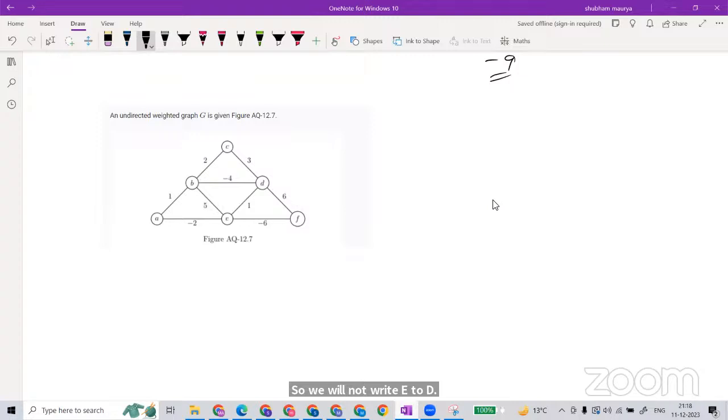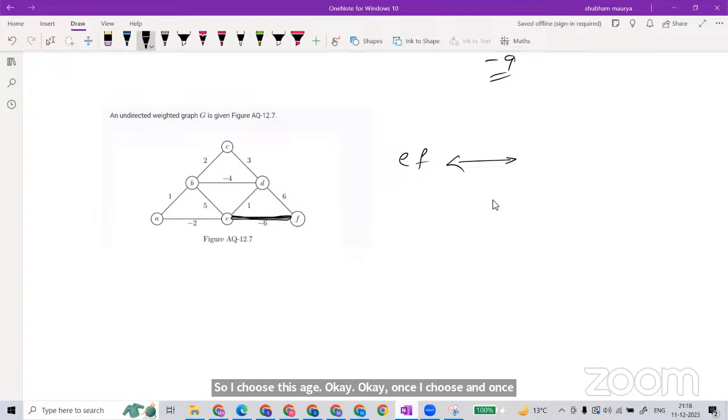So yeah, let me complete now. So here itself, while writing the E of all edges, let's see how we can do it here. Kruskal says, first choose that edge which has the minimum weight. So I choose this edge. Once I have chosen this edge, my work is done for this edge.